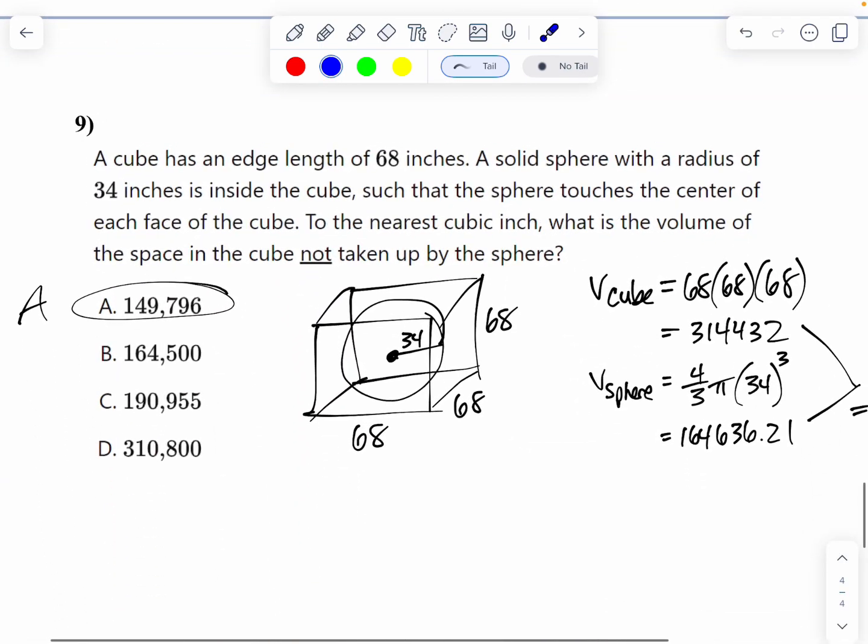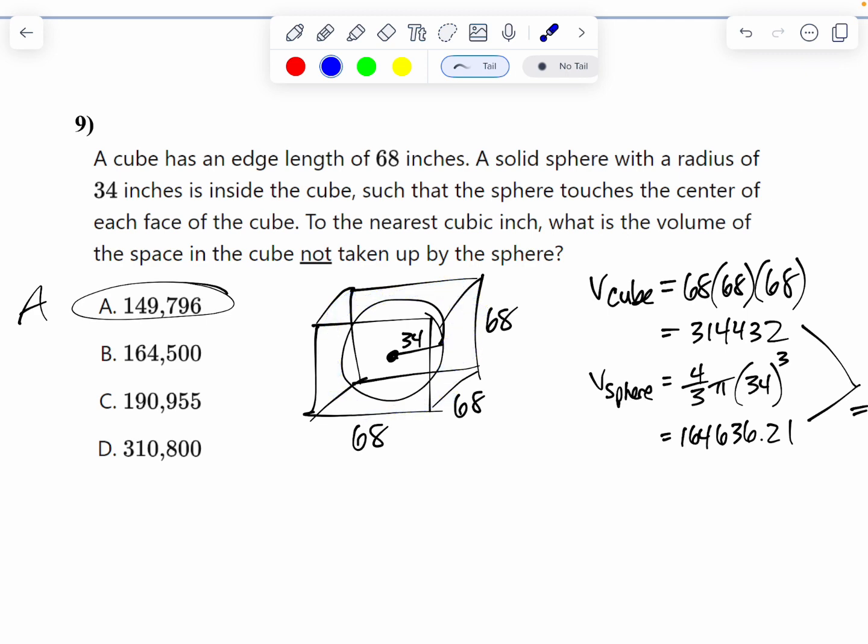Number 9. We have a cube with a sphere on the inside of it. I drew a cube as best as I could, and I drew a basketball on the inside of the box, if you will. That's what this question is talking about. And we have all this empty space on the outside that we're trying to calculate, okay?